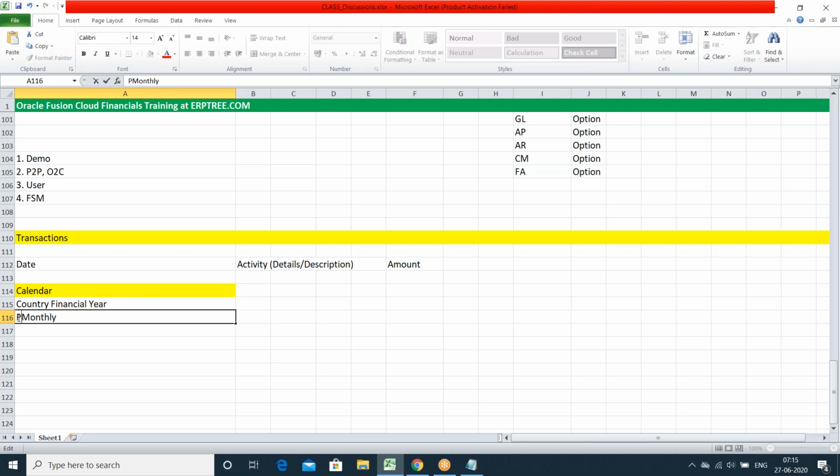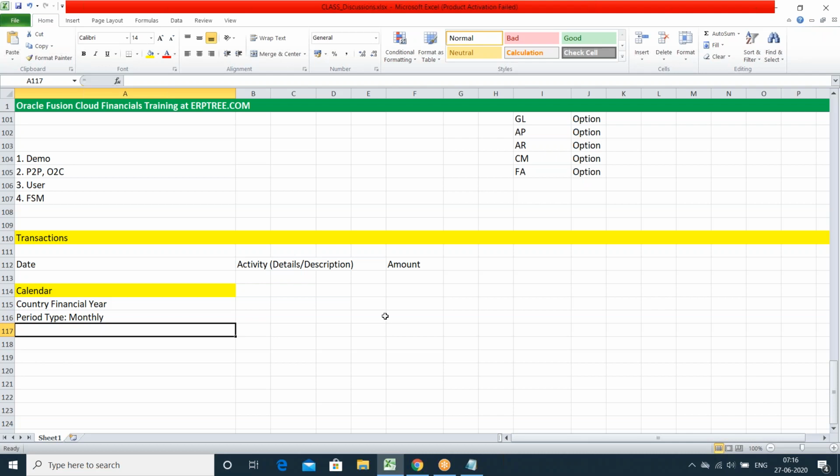Period type. If you are doing the implementation for banks or financial institutions, we have to create the calendar by taking the period type as daily. The reason is they close their books every day. At the end of the day, they settle everything. Other than banks, for any companies, if you are going to create the calendar for implementation, we go with monthly only. So that is a point we have to understand.